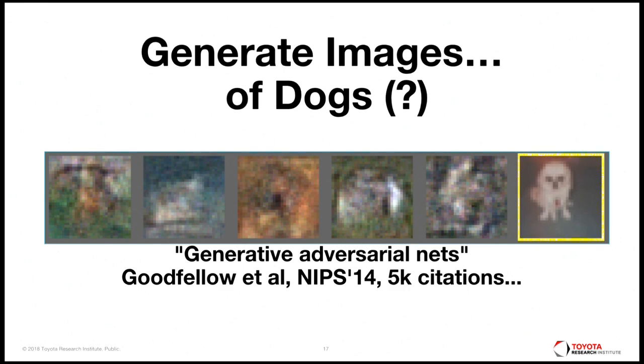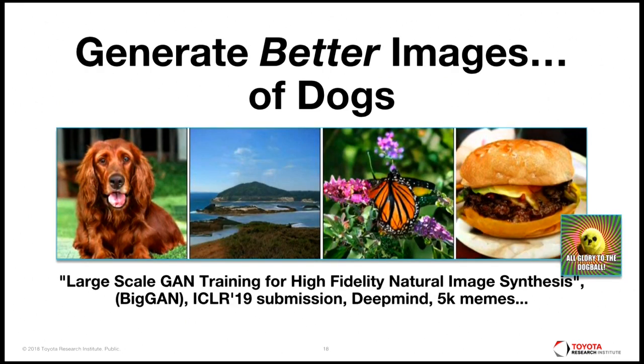Okay, not really impressed? Generate better images of dogs. What about that? AI is generating better images of dogs. That's a very, very recent paper, so now you're really at the cutting edge of deep learning, a paper called BigGAN: large-scale GAN training for high-fidelity natural image synthesis. It's an ICLR submission, the International Conference on Learning Representations, which is one of the biggest conferences in deep learning. It's a paper made by DeepMind, a subsidiary of Google. This is pretty good, and it was made very popular on Twitter and elsewhere.